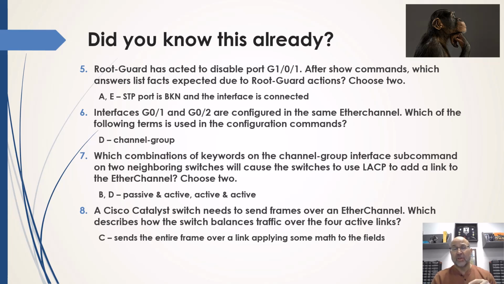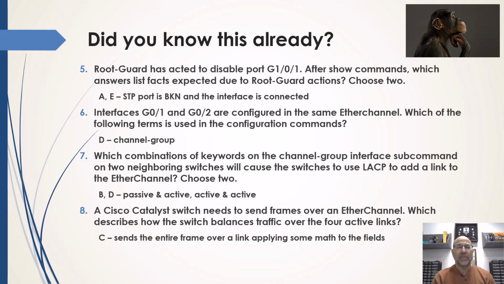Now we'll see that that's also an IOS version specific thing. So sometimes it'll just show that the port is in an unstable state or that it's listening. Question number 6, interfaces gigabit 0/1 and G0/2 are configured on the same EtherChannel. Which of the following terms is used in the configuration commands? We're going to do this. We'll see that it is the channel-group.